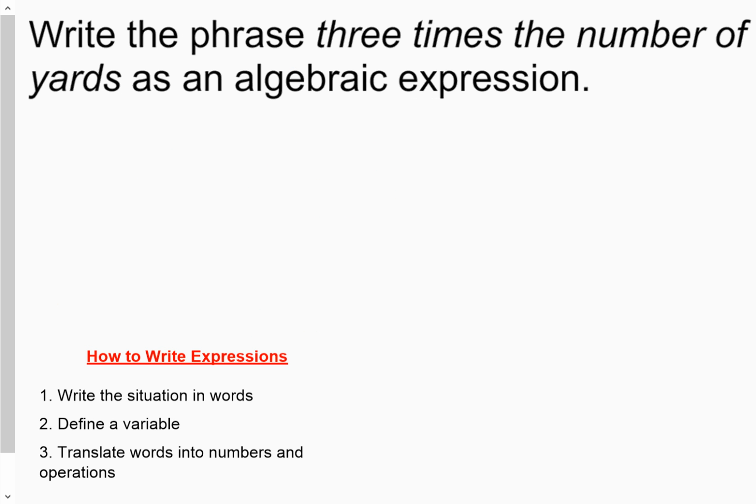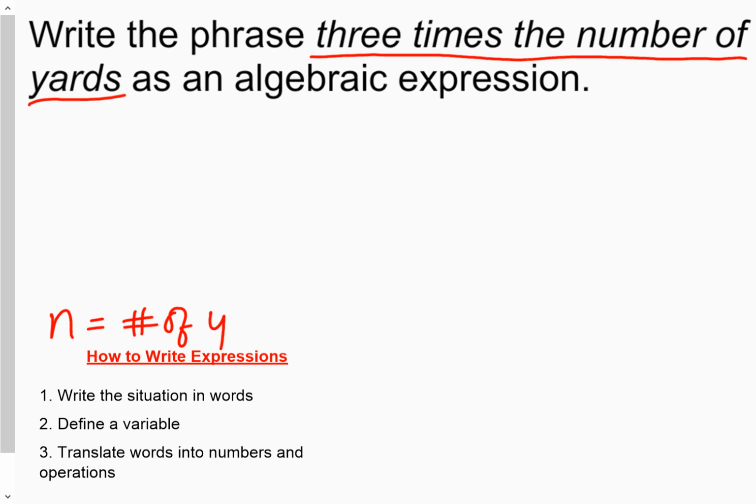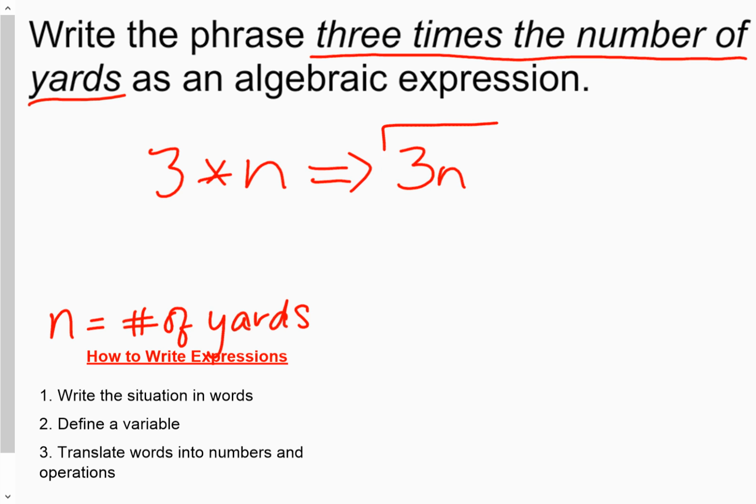Here's another example. Write the phrase 3 times the number of yards as an algebraic expression. So here's our words, 3 times the number of yards. We don't know the number of yards, so we're going to assign a letter for it. Again, I'm going to choose N. You could choose Y if you want. So we have 3 times the number of yards. And again, that can be simplified to 3n because we don't need the multiplication sign if we're multiplying a number and a variable.